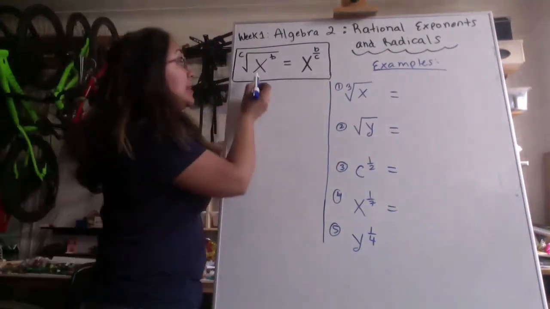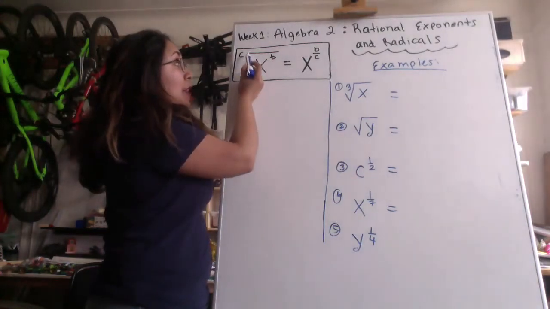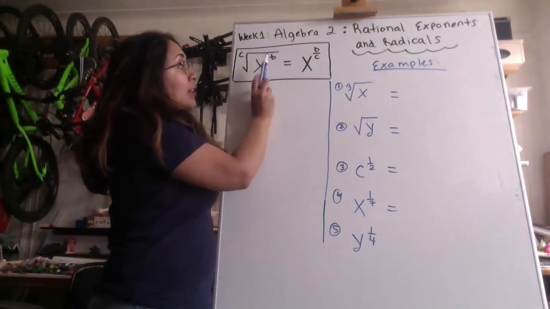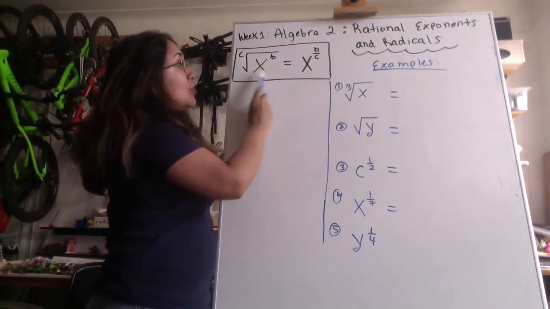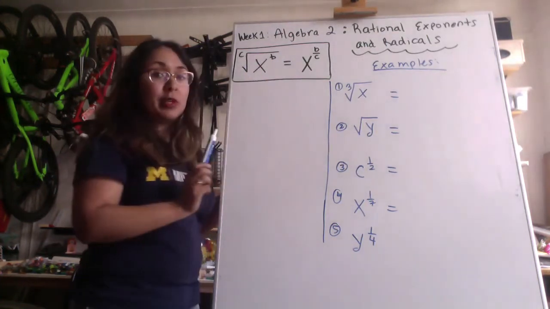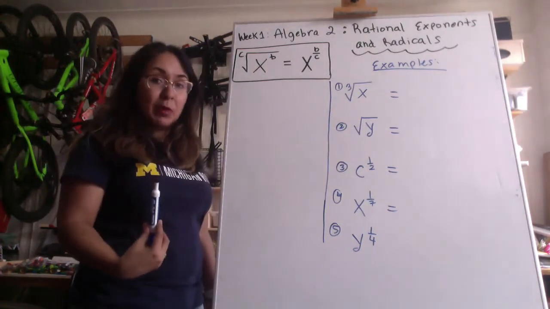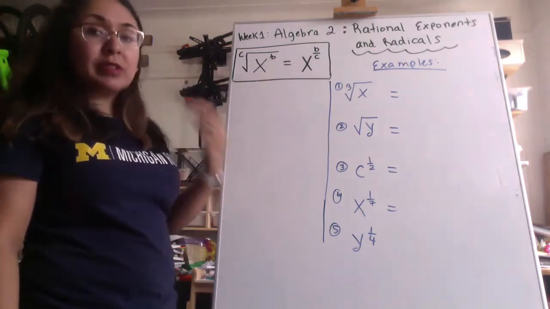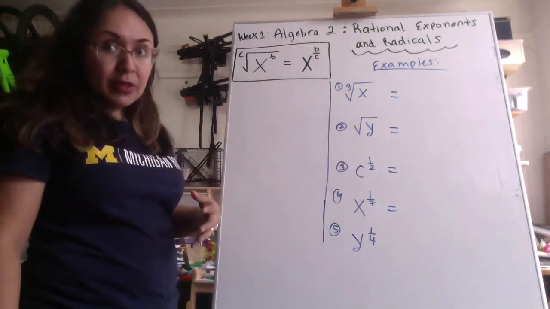The expression inside the radical, so this is the radical, the name of that symbol, we call it the radicand. And the exponent of the radicand is here. So we can transform this radical expression, rewrite it as a rational exponent expression. Let's do a few easier examples, and then I will erase and we'll do some other examples.